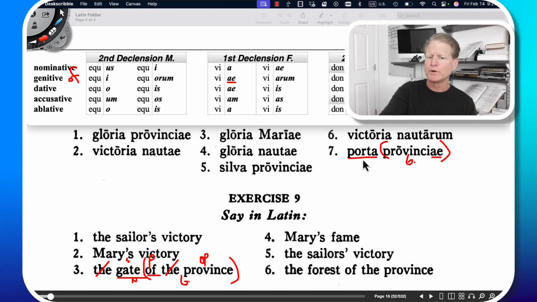You know, I think I said port up here. It should be gate. Porta is gate. Portus is harbor or port. So porta is gate. So the gate of the province, porta provinciae.